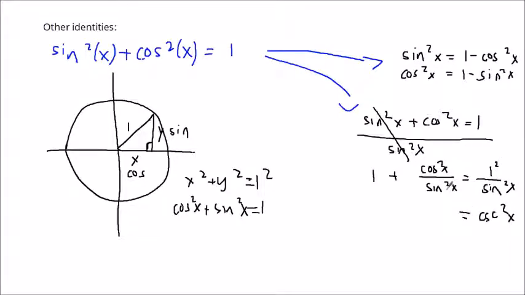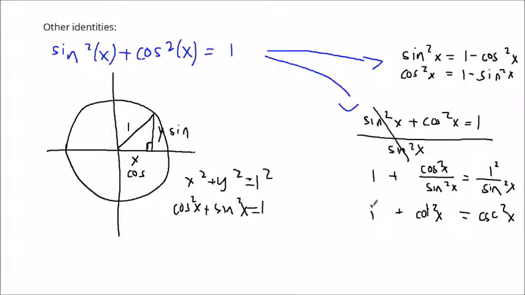Cosine squared x over sine squared x is a little bit harder. Tan is sine over cosine. And I already told you that there's a function that's 1 over tan, and the function is cotangent. 1 over tan is 1 over sine over cosine, which is cosine over sine. So this is cosine over sine, squared, which is cotangent squared. So this is one of the identities as well: 1 plus cotangent squared x is equal to cosecant squared x.